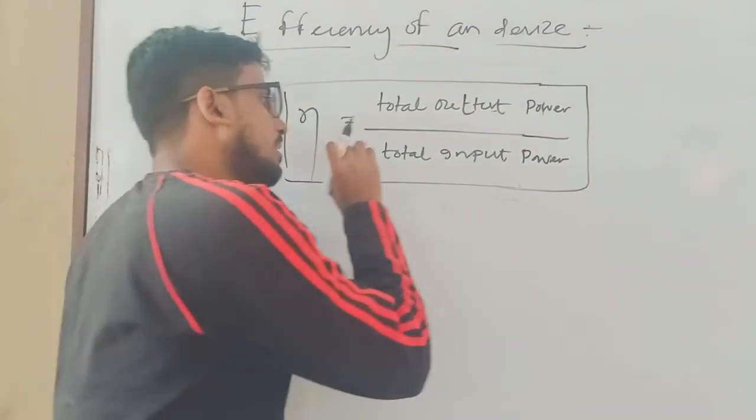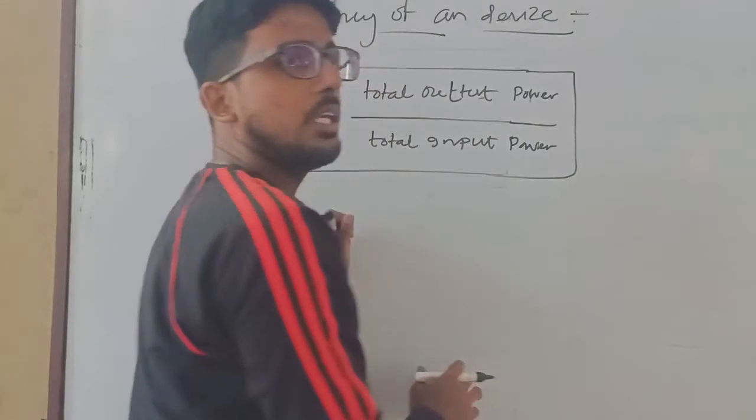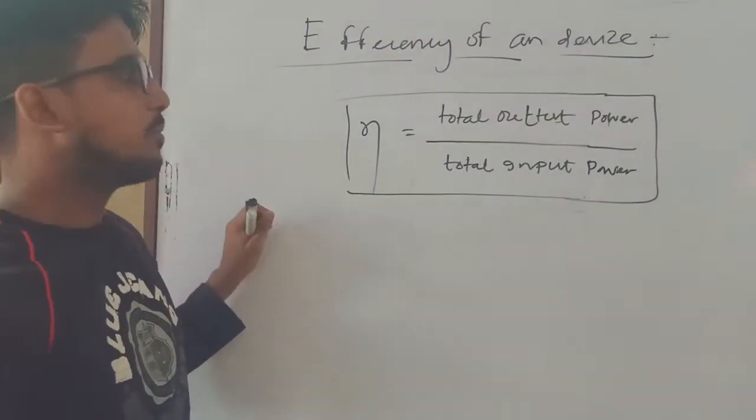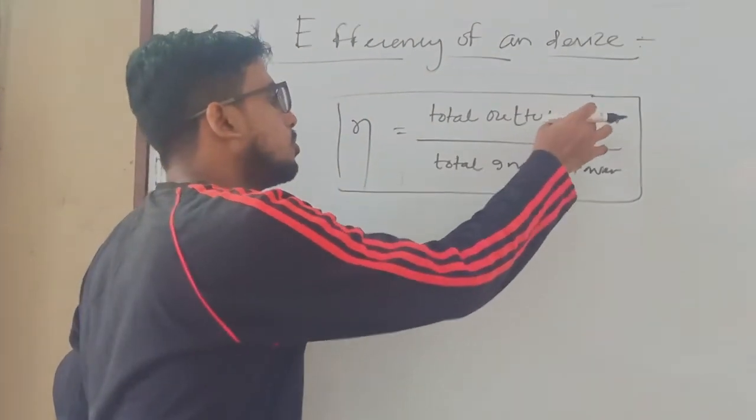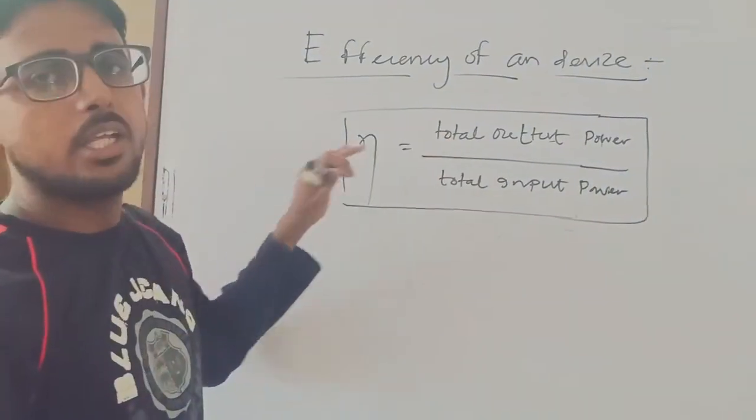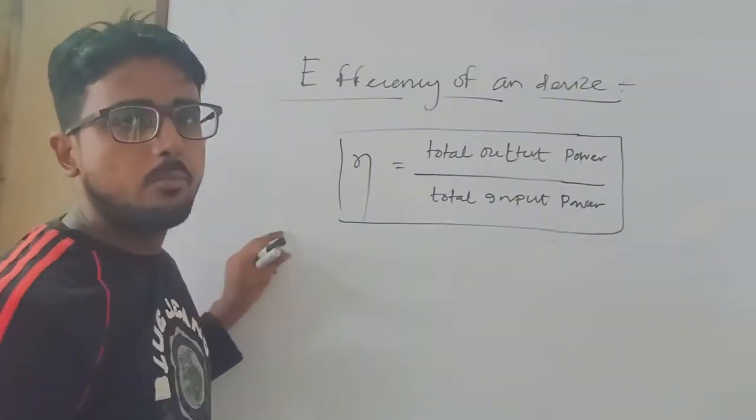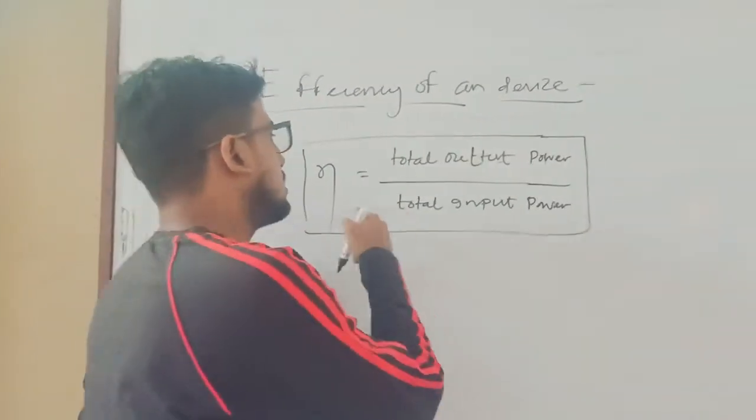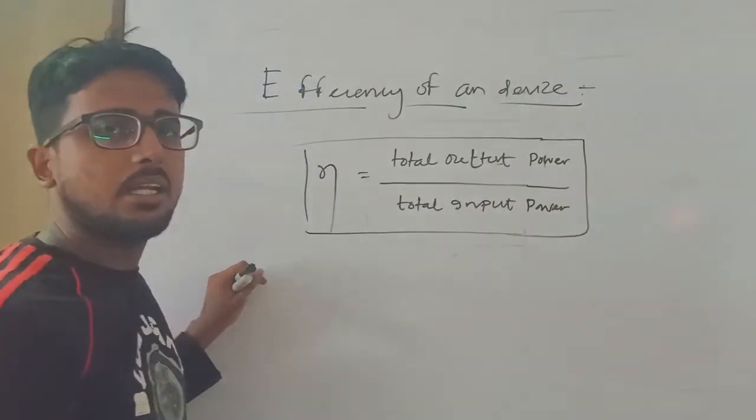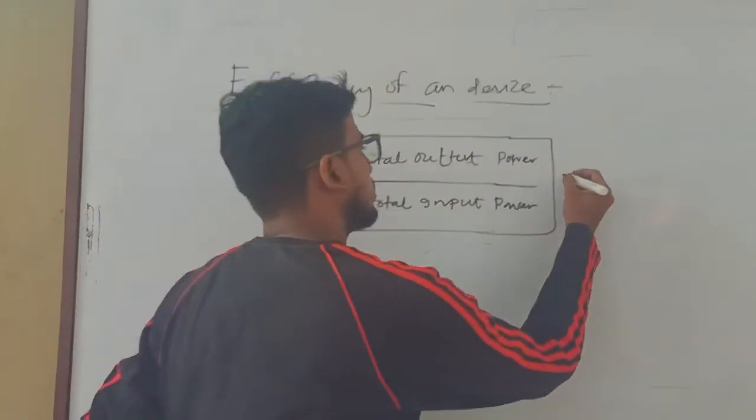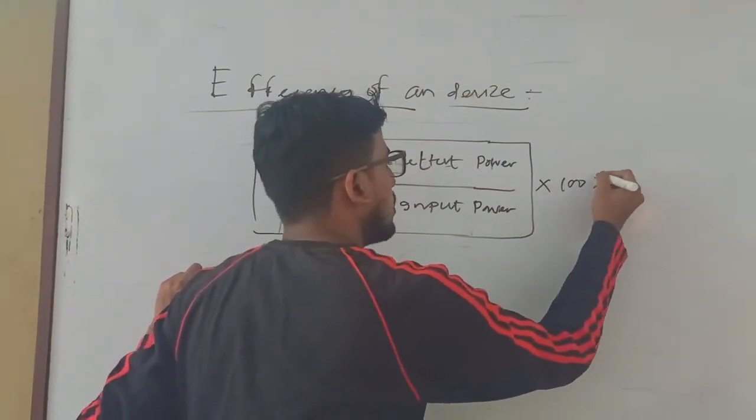And in practical use, nothing has 100% efficiency. That means the output and the input will never be equal. For the ideal condition, we can take the output power equal to the input power. Clear? So this is the formula for calculation of electrical efficiency, and it is calculated in percentage terms, so you have to multiply by 100%.